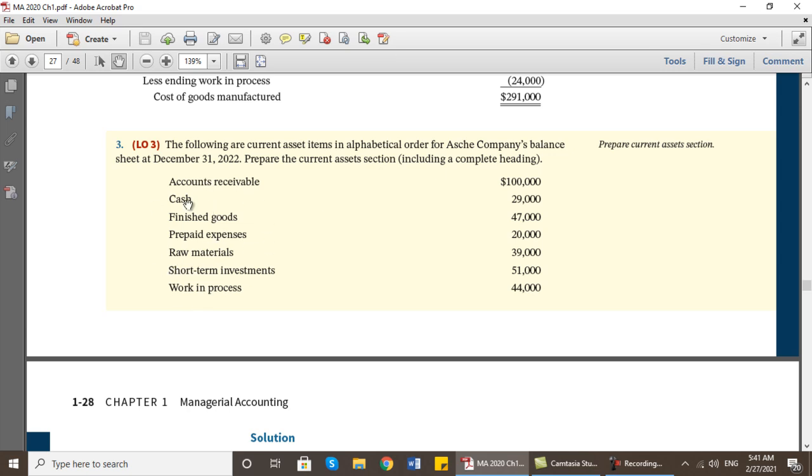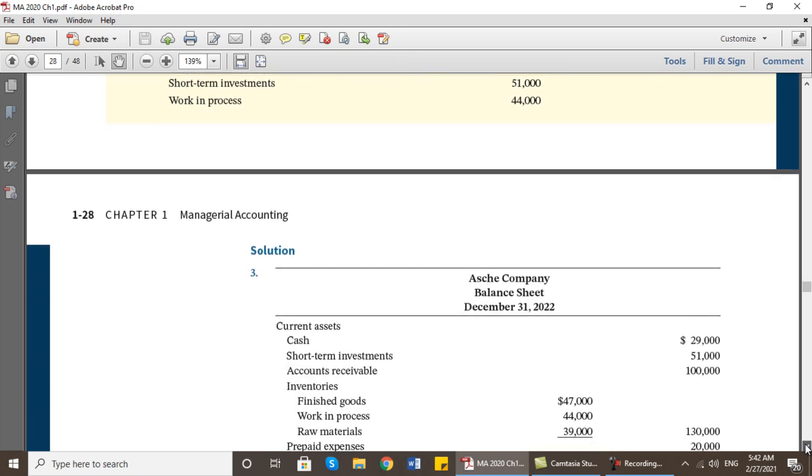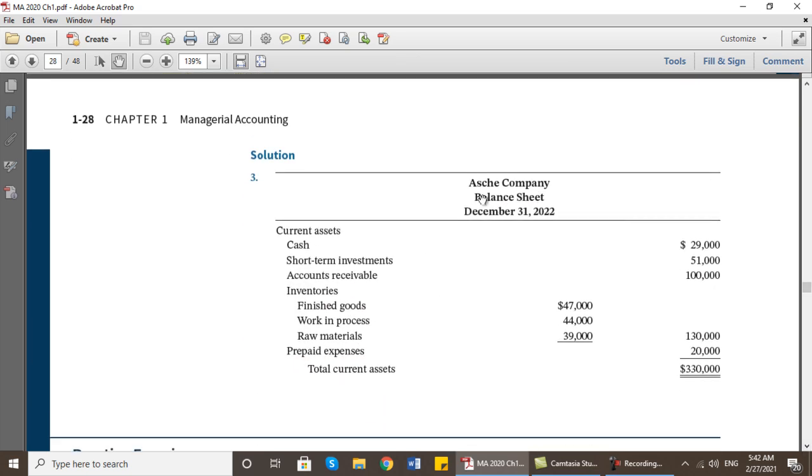All of these accounts considered current assets, but we need to show it in correct order as we learn in accounting principle. Here's the answer. The company name, the name of the statement, and the specific date for balance sheet, December 31, 2022.